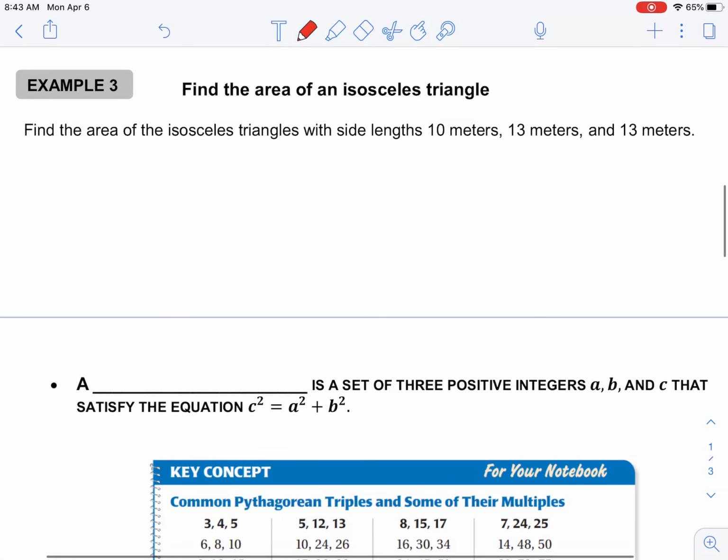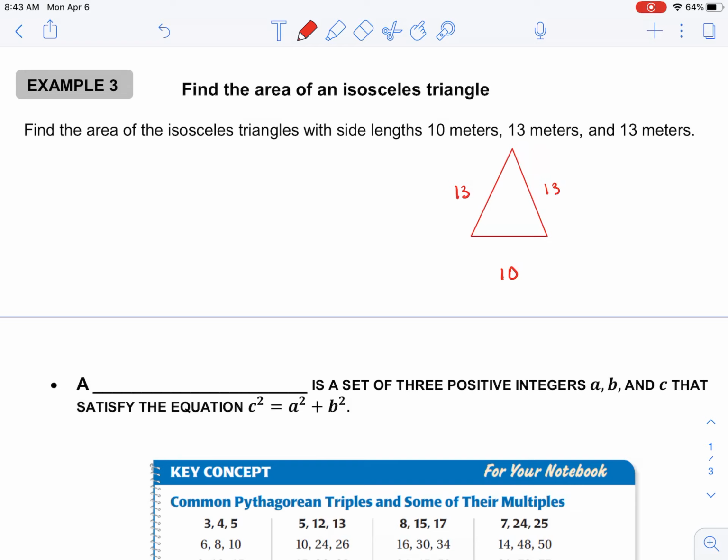For example 3, we want to find the area of an isosceles triangle. So isosceles triangles are not right triangles. So how can we alter them to use this Pythagorean theorem? So first of all, we're given this triangle here. It's an isosceles triangle with lengths 10, 13, and 13. Remember, isosceles have 2 equal sides. So that's basically looking like this, okay? And this is 13, and then this total is 10.